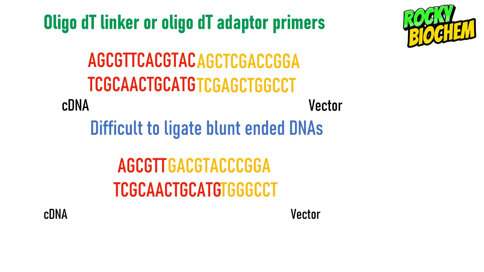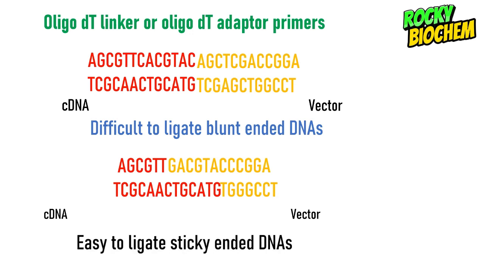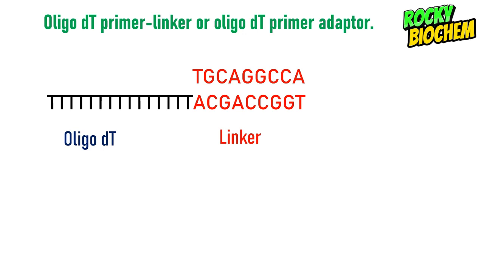So the genetic engineers sat down and sought ways and means of making the cDNA possess a sticky end in order to make cloning so easy. That is why they proposed the use of oligo-dT linkers or oligo-dT adapters. So let me start with the oligo-dT linkers.